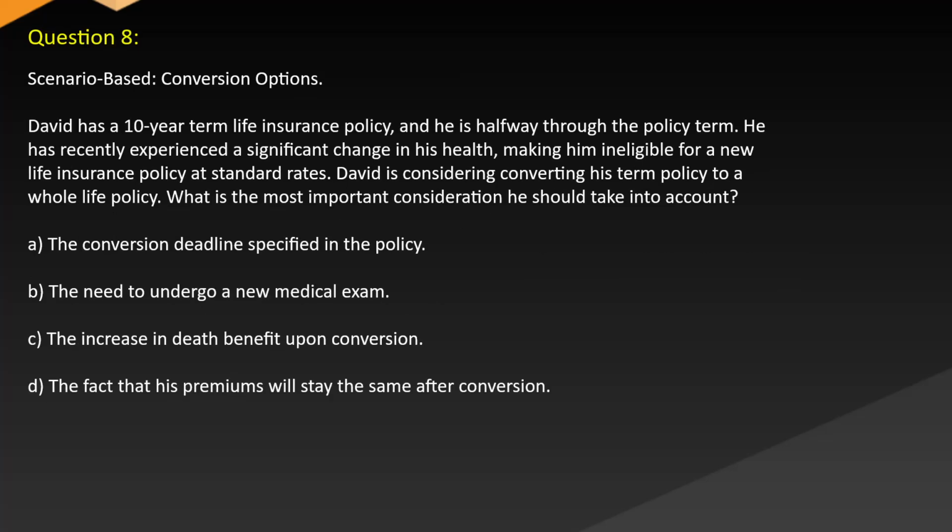Question 8. Scenario-based conversion options. David has a 10-year term life insurance policy and he is halfway through the policy term. He has recently experienced a significant change in his health, making him ineligible for a new life insurance policy at standard rates. David is considering converting his term policy to a whole life policy. What is the most important consideration he should take into account? A. The conversion deadline specified in the policy. B. The need to undergo a new medical exam. C. The increase in death benefit upon conversion. D. The fact that his premiums will stay the same after conversion.